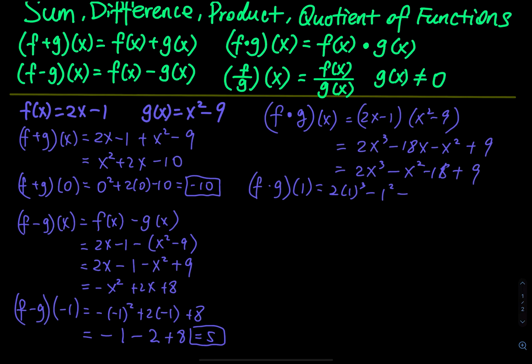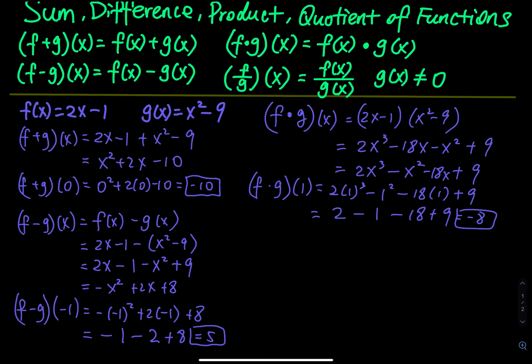So let's erase this. 18x. Negative 18 times 1 plus 9. So this is 2 minus 1 minus 18 plus 9. So that is equal to negative 8, right? We have negative 9 minus 1, negative 10 plus 2 is negative 8. There we go.